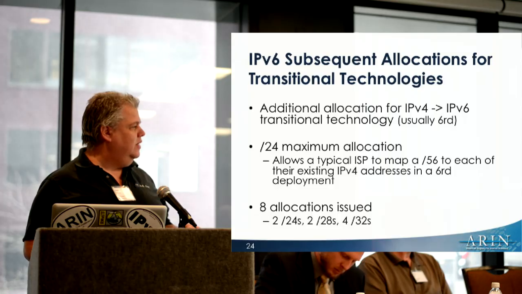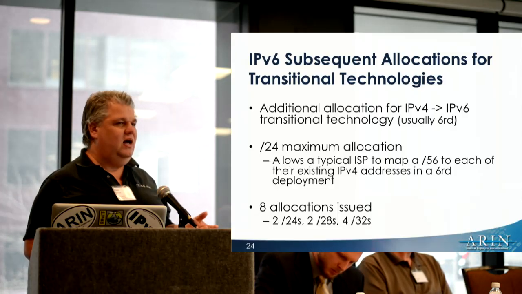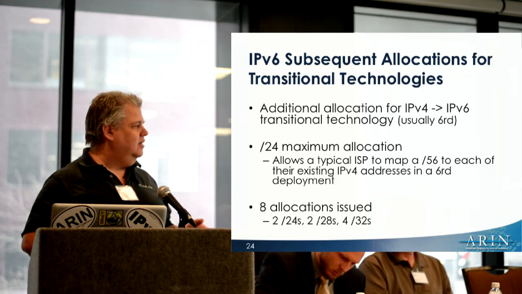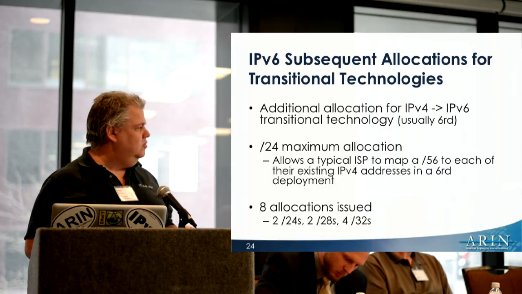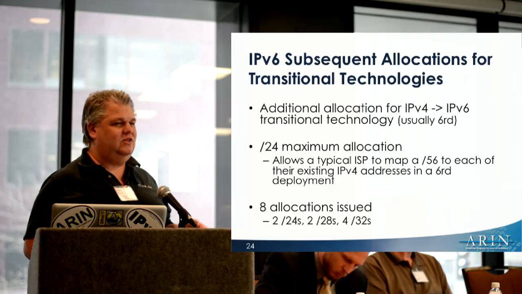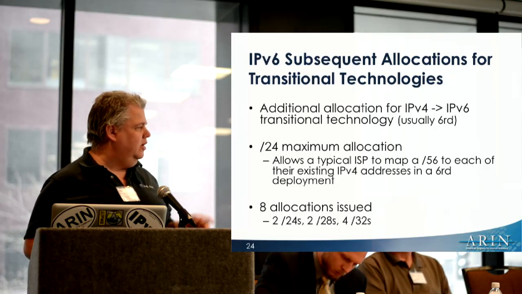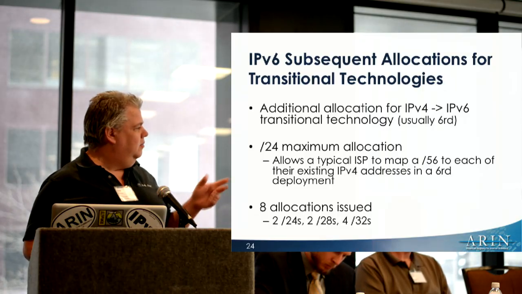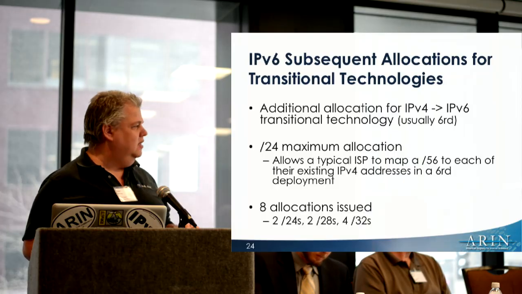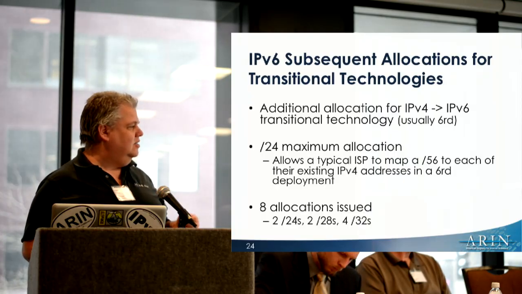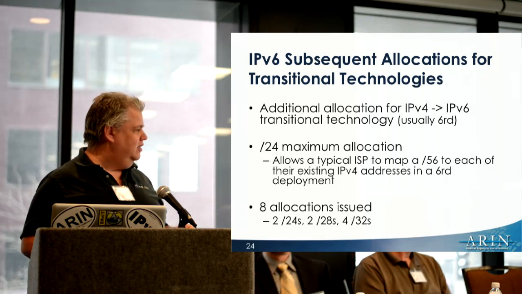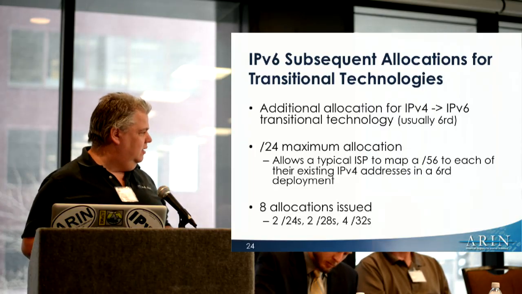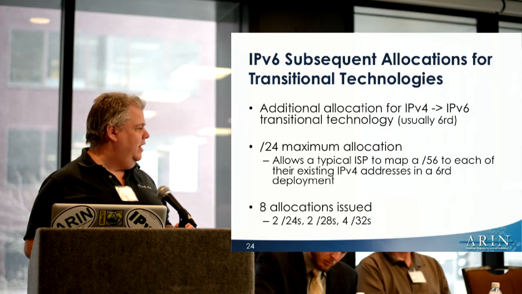Subsequent allocations for transitional technologies. This is an additional allocation separate from your main allocation that allows you to deploy a technology such as 6RD without polluting your normal addressing plan for native users. These are temporary in nature, and this policy is on notice that it could get rescinded when no longer needed. There's a /24 maximum allocation within this policy. You can't get any more than that. That allows a typical ISP to match /56s for each customer or end site onto their existing IPv4 addresses in a 6RD deployment with the full width 32-bit IPv4 address. And so far, 8 allocations have apparently been issued.